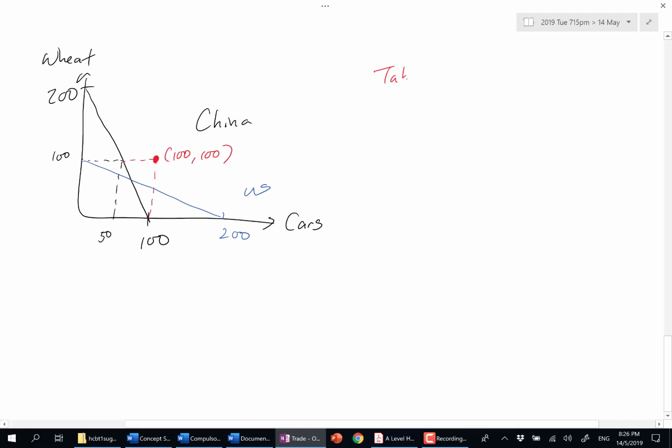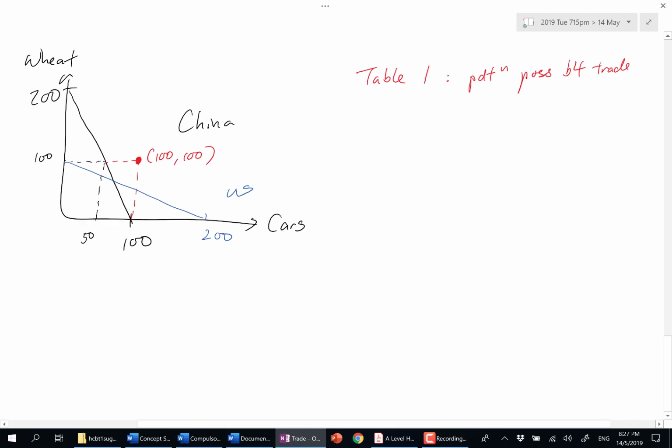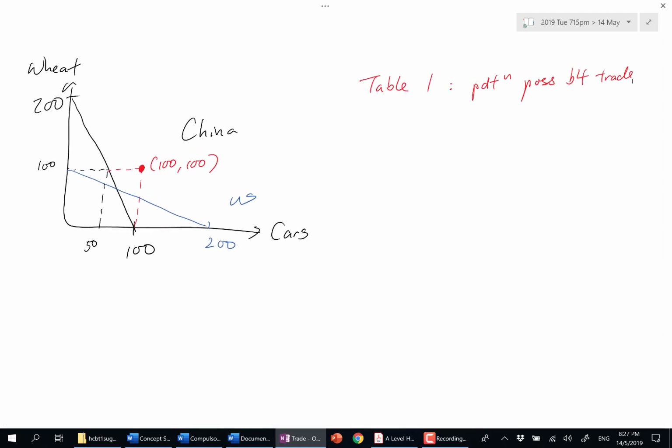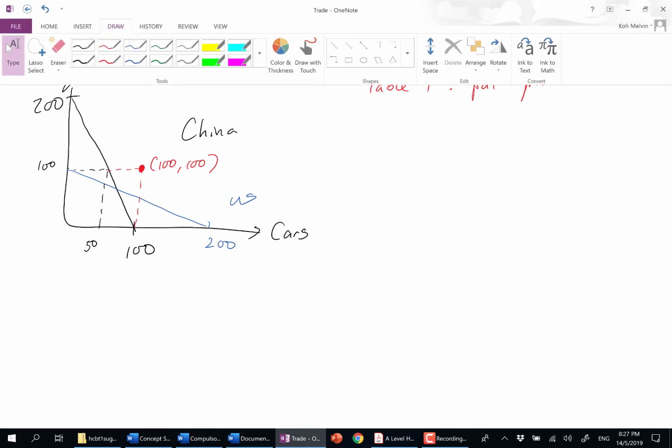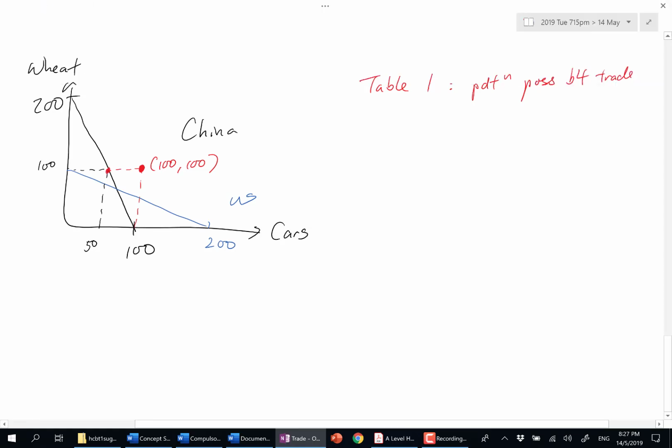Table 1 shows you production possibility before trade. So you just need to say, okay, China was at point A, okay, then US was at point B. China is at point A, US is at point B.